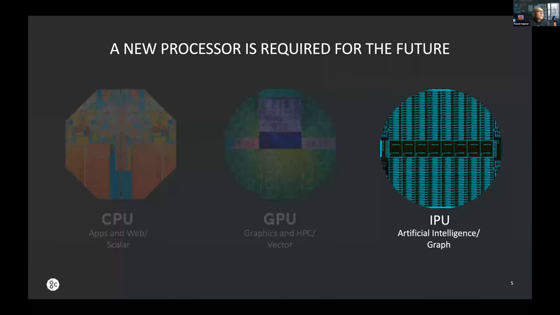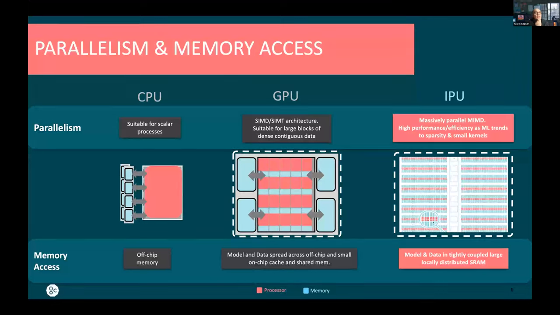We built something completely from scratch, which we are calling the IPU, Intelligence Processing Unit. It's a product dedicated to AI type workloads. But it is based on two fundamental problems we already observed. One of them is massive parallelism, and the second is the need for very fast memory access.